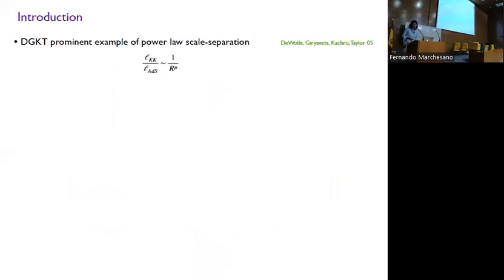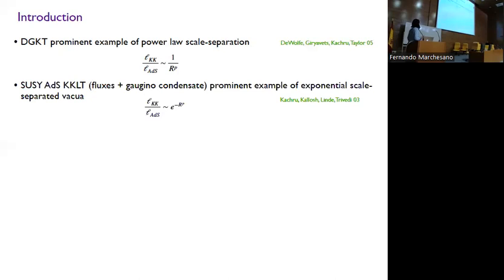Okay, so we mentioned scale separation, and let's start with just a few words. DGKT is a prominent example of power law scale separation. So what is scale separation? It is that the Kaluza-Klein length is much smaller. So there's a large parameter, which is R, and the Kaluza-Klein length is much smaller than the ADS length. So the Kaluza-Klein mass is much larger than the ADS mass, so one cannot truncate out the modes if such vacua exist with scale separation.